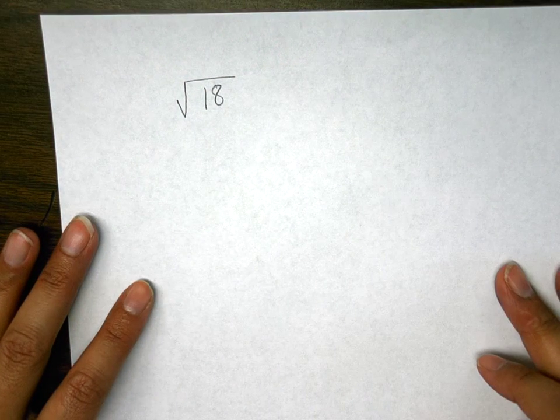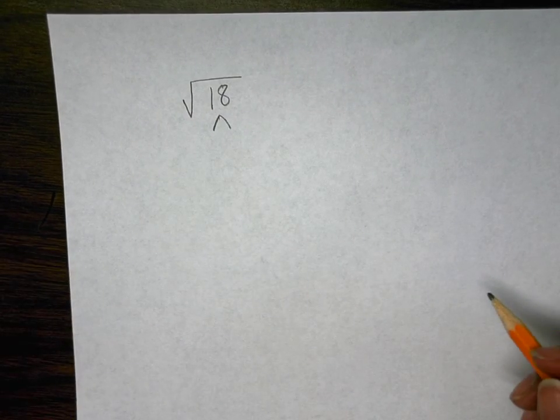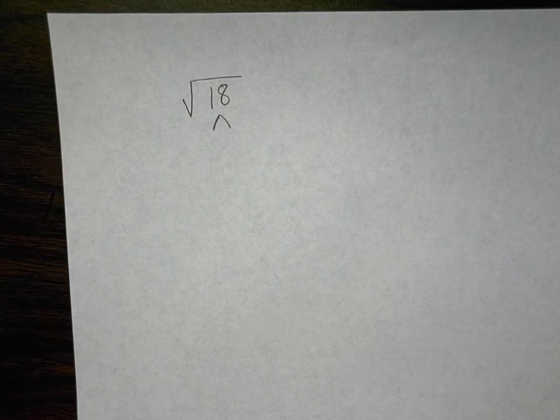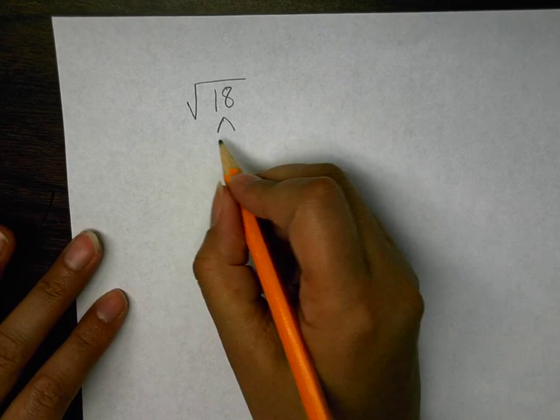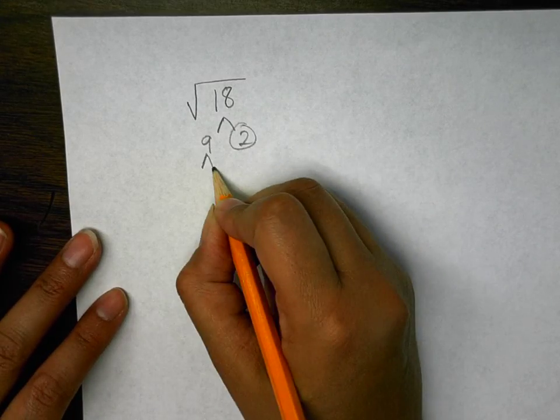Okay, so you don't have to write this down. You're just looking up here with me. Square root of 18. Can you guys help me out? What does it break up into? 9 and 2. 9 is 3 and 3.